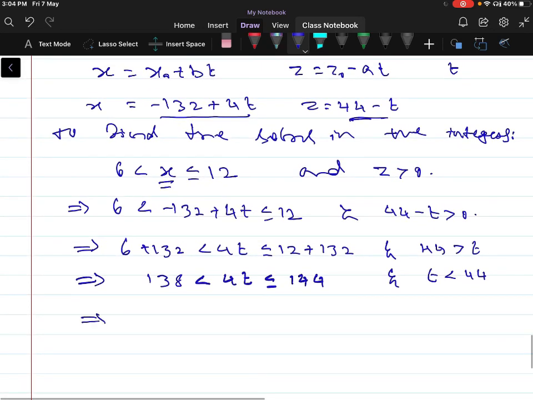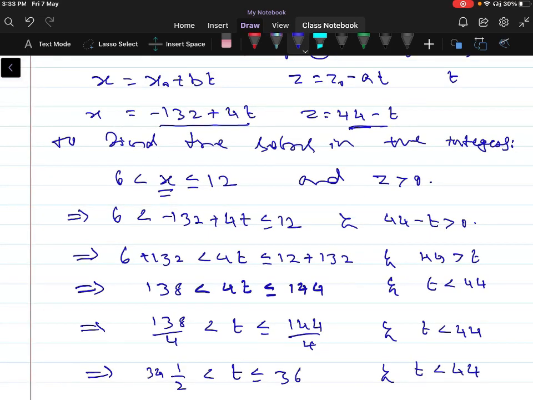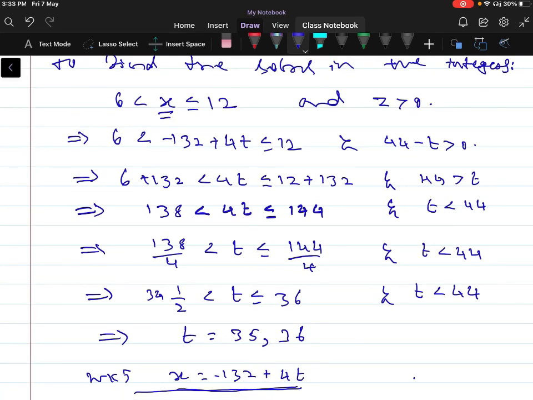This implies dividing by 4: 138 by 4 is less than t, which is less than or equal to 144 by 4, and t is less than 44. 138 by 4 can be written as 34 and a half, so 34.5 is less than t less than or equal to 36, and t is less than 44. So t lies between 34.5 and 36, so we can take t equal to 35 and 36.